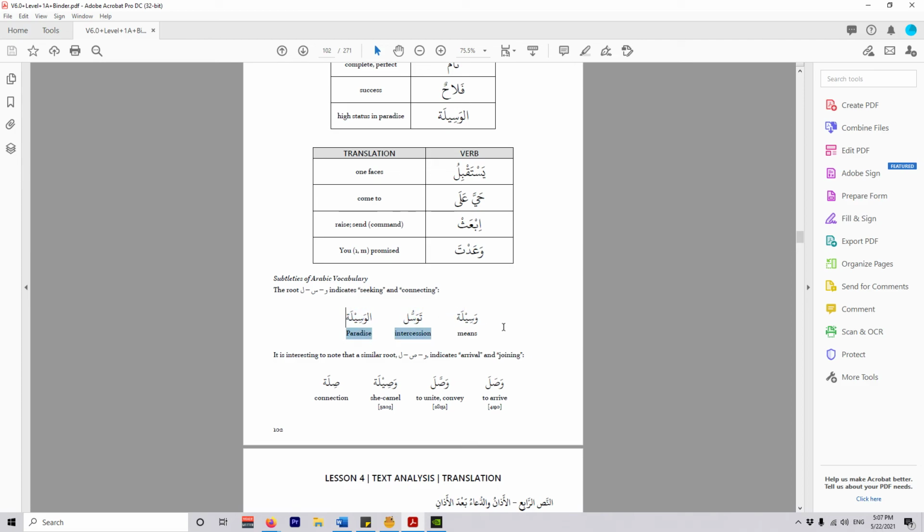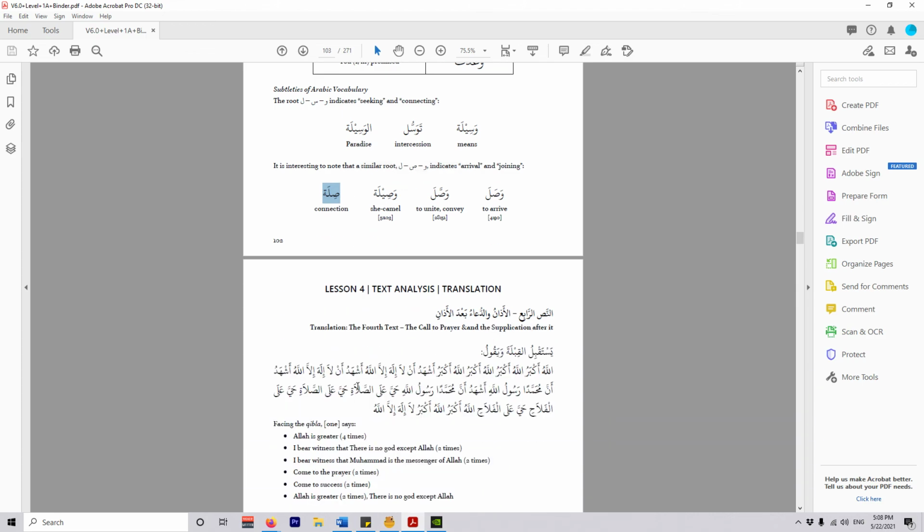So these are kind of important connections to know. And you have wasala, to arrive, wasalla or wassala, to unite or convey. Wasila, it's another word for naqa or she-camel. And then silla, connection. Some ulama also say that this is the root for the word salah or prayer. So your salah, your formal prayer, is a connection to Allah subhanahu wa ta'ala.